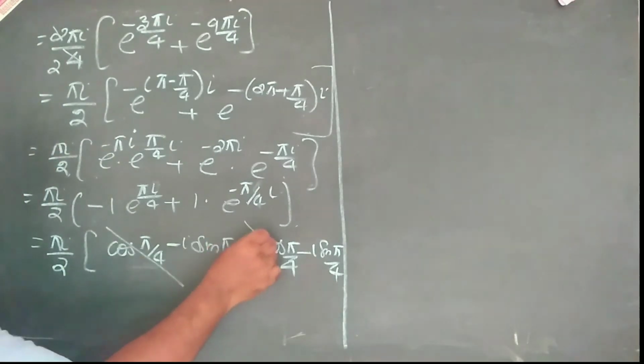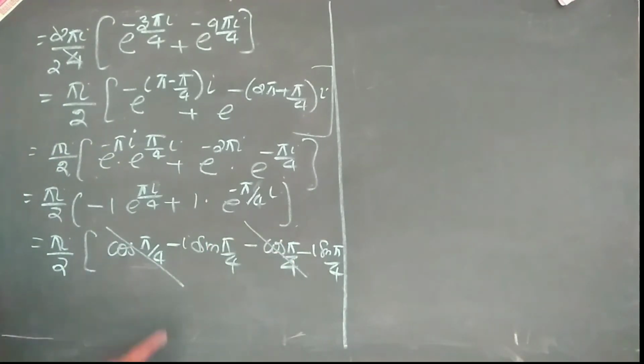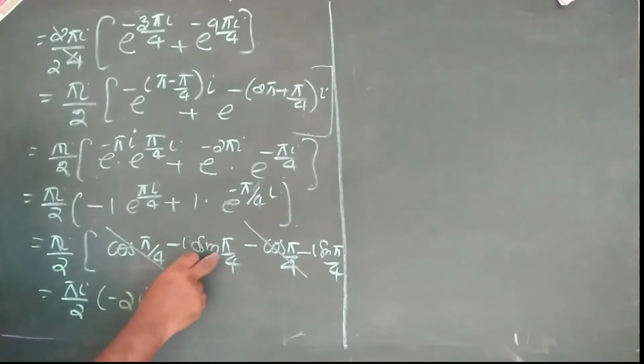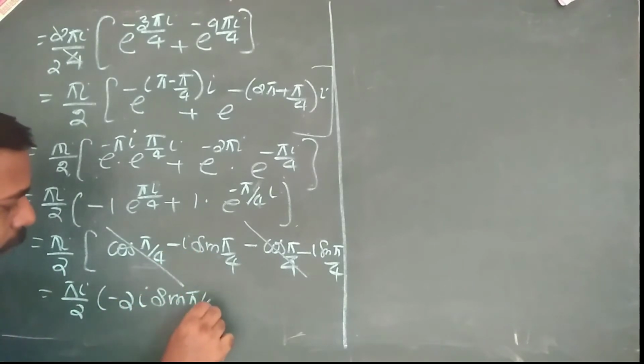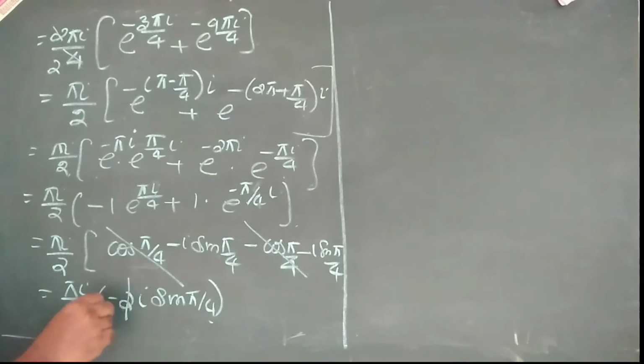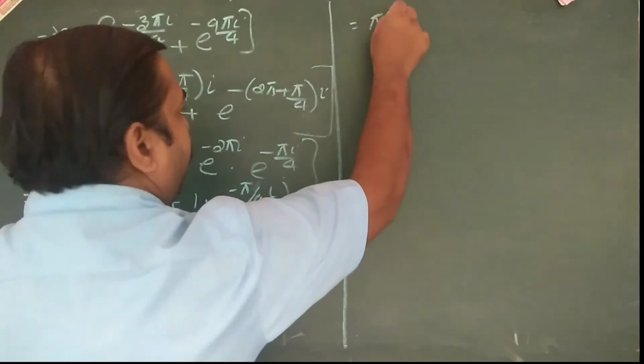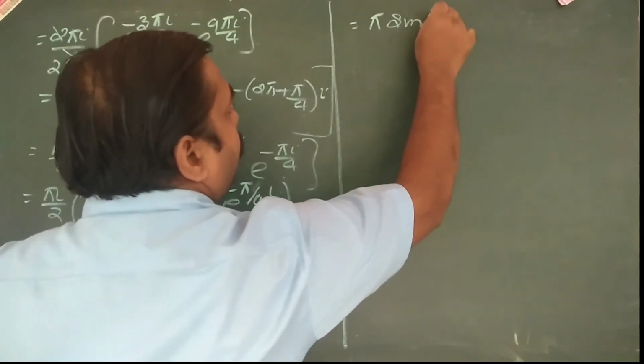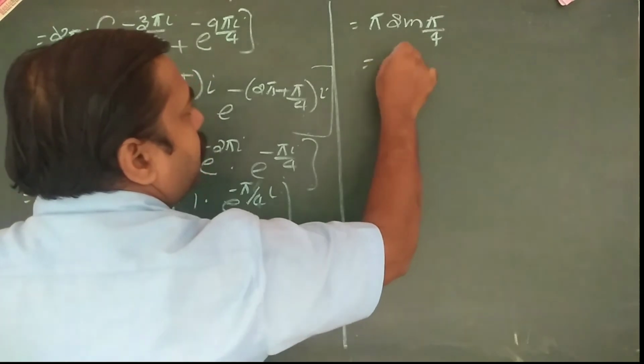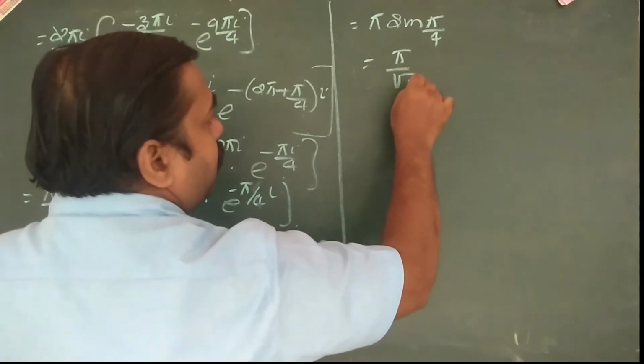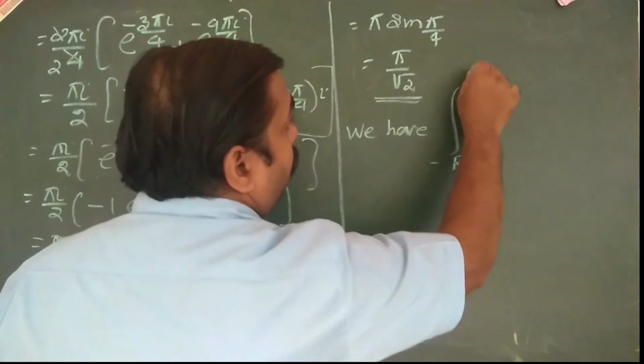So these two cancel. So here minus that is equal to minus 2i, that is pi i by 2 into minus 2i into sin pi by 4. So 2 cancel. i square is equal to minus 1. So minus into minus plus. So totally this is equal to pi into sin pi by 4. So that is equal to pi by root 2, because sin pi by 4 is equal to 1 by root 2.